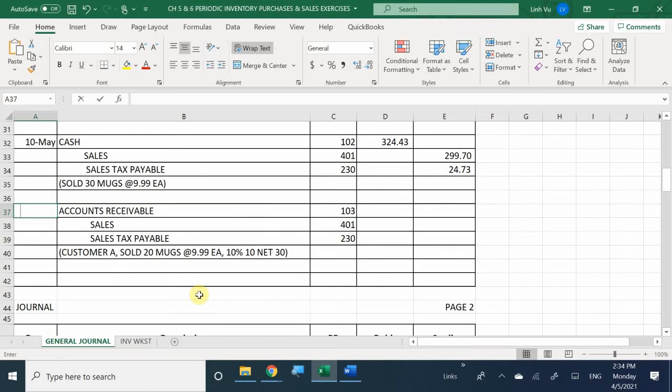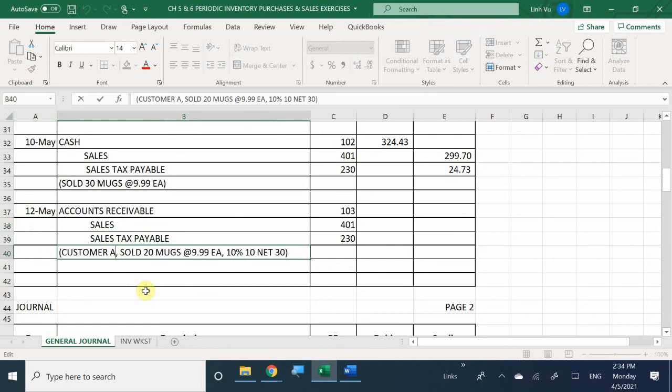We reached the end of our first page here. So this is May 12th. Okay. Few minor adjustments is that we sold to customer B. All right, and we sold 60 mugs to him, okay, at $9.99 each. But the terms are still the same. I'm gonna treat all my customers the same. They're gonna get a 10% discount if they pay within 10 days. If not, they owe me in full in 30.